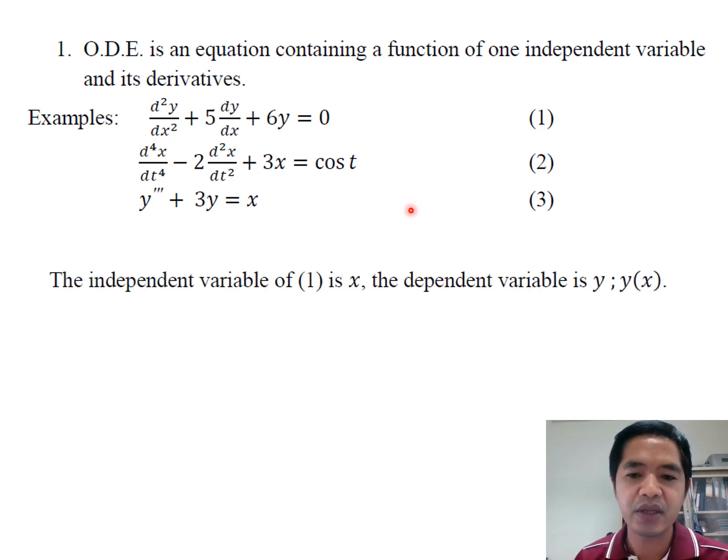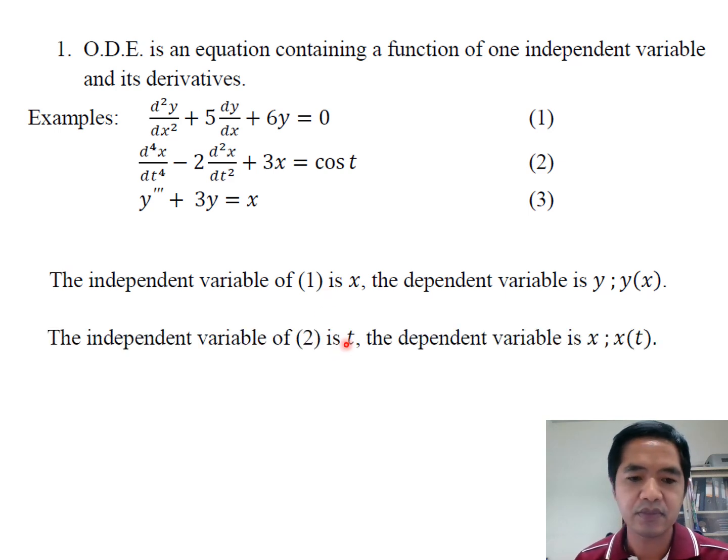In the first equation, x is the independent variable and the dependent variable is y. Independent means the one over here, under the dx, and dependent is something that depends on x, so it's y, right? In the second example, the independent variable is t, as in dt here. Dependent variable is x, because x depends on t. So this is the dependent variable.